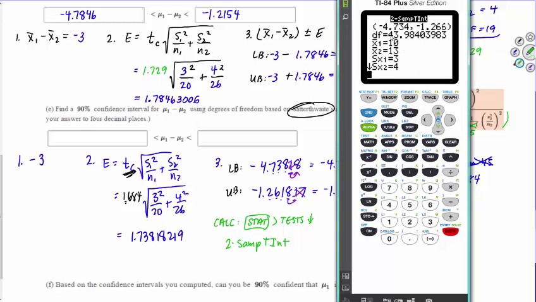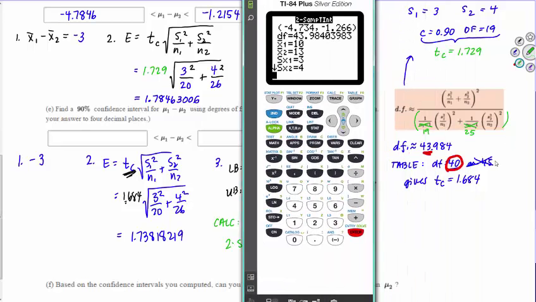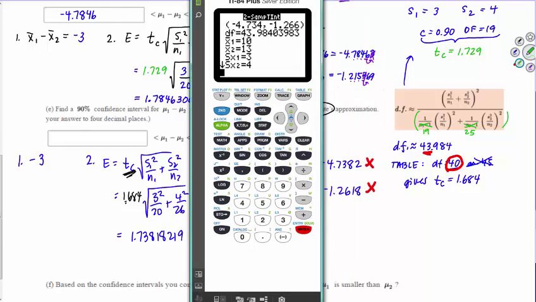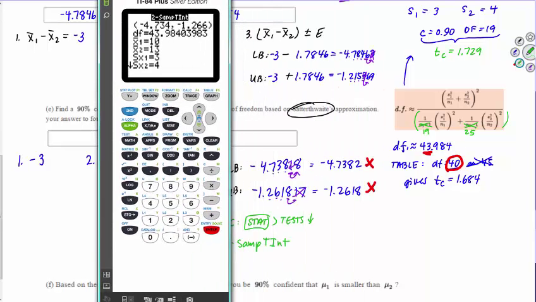Press calculate. See that your degrees of freedom match what we found by hand over here, 43.984. That means that they are using the Satterthwaite approximation. Also, their lower and upper bounds are a little bit different than ours. The lower bound there, negative 4.734, and an upper bound of negative 1.266. You'll see how that's different in the third decimal place than what we found by using this larger critical value of t. So I suggest you do it like this.